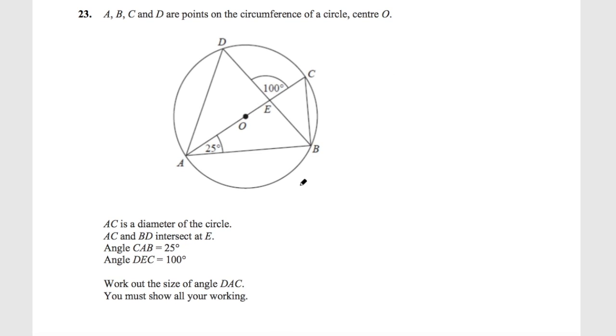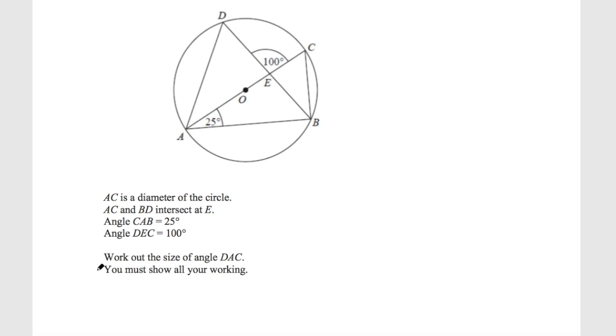Question 23 says A, B, C, and D are points on the circumference of a circle center O. AC is the diameter of the circle. AC and BD intersect at E. Angle CAB equals 25 degrees. Okay, they've written that in for us. Angle DEC equals 100 degrees. Okay, they've written that as well. And they're asking us to work out the size of angle DAC. So that's in here. You must show all your working.